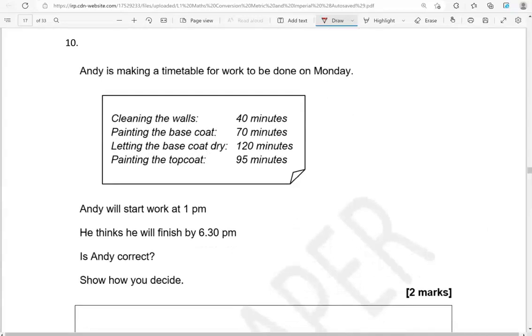Andy's making a timetable for work to be done on Monday. Cleaning the walls, 40 minutes. Painting the base coat, 70 minutes. Letting the base coat dry, 120 minutes. Painting the top coat, 95 minutes. Andy will start work at 1 p.m. He thinks he will finish by 6:30 p.m. Is Andy correct? Show how you decide.